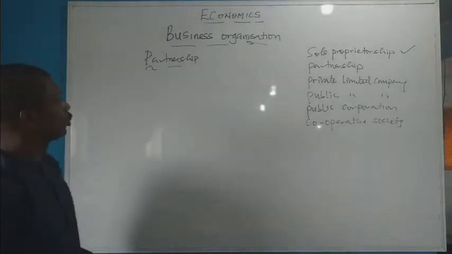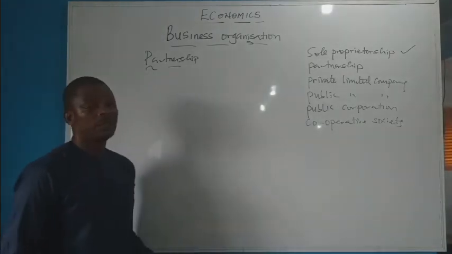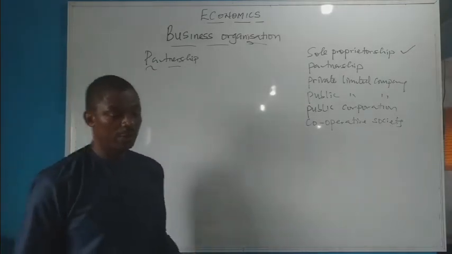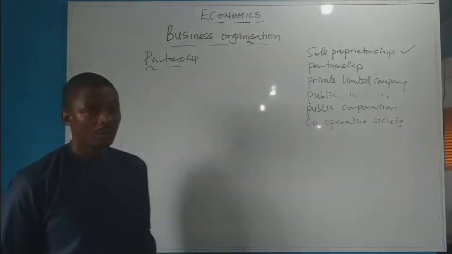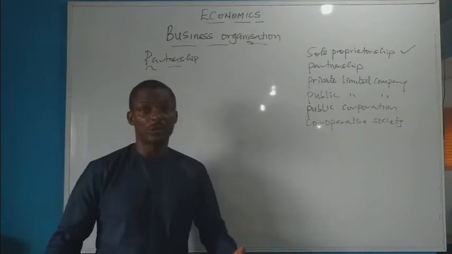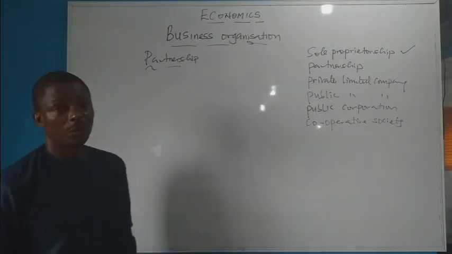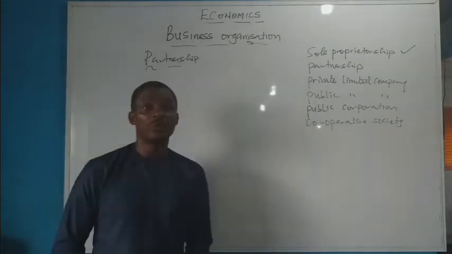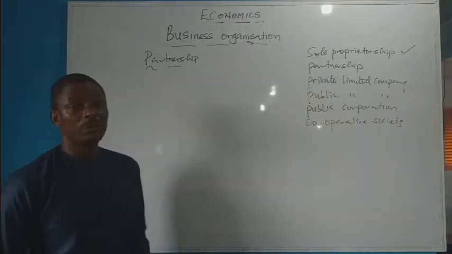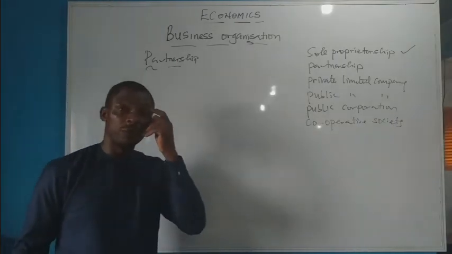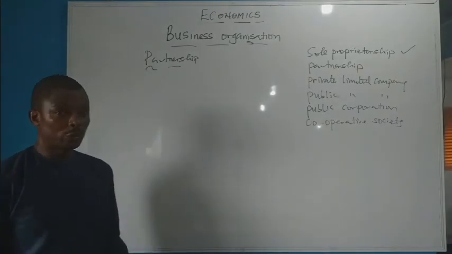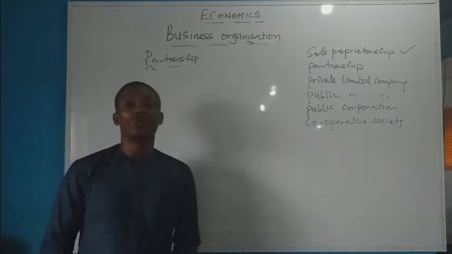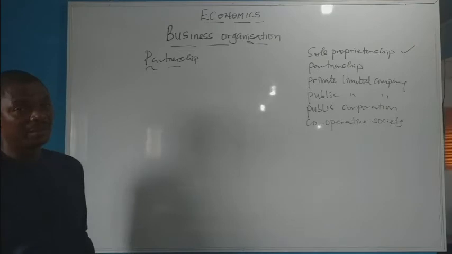Then number 2, there is joint decision making. Whatever you do, they're saying that 2 heads are better than 1. There is joint decision making because you can always get ideas from other people. Then number 3, there is quick decision making, unlike the limited liability company where you have to meet with the board of directors and that thing. There is quick decision making compared to the limited liability company.